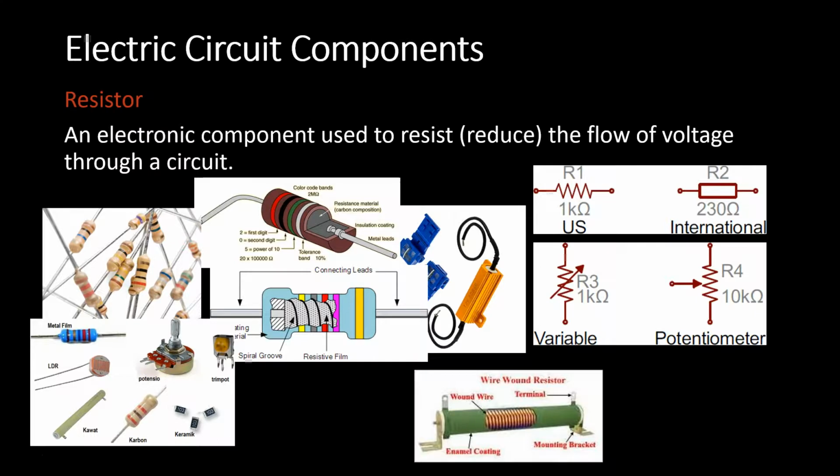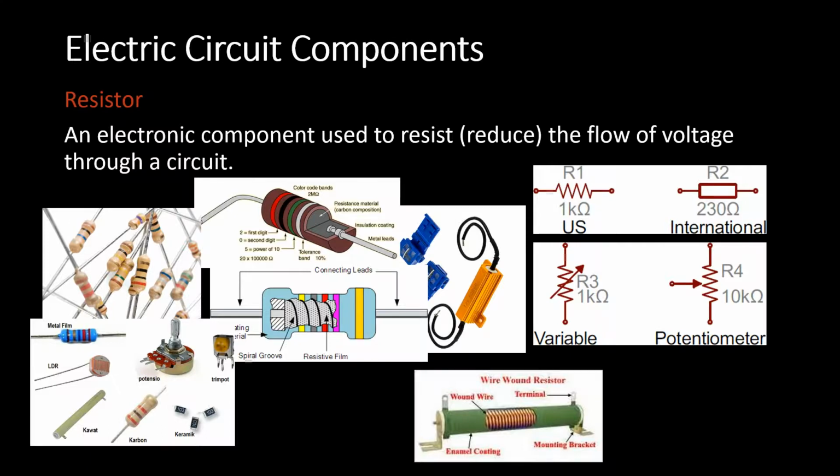In the upper right-hand corner, you see two versions of how a resistor is drawn in a schematic. In the United States, we typically draw the squiggly line called here R1, and the 1 K ohm stands for 1,000, K meaning kilo, ohm value. On the right, the international symbol for resistor is typically a rectangular box, and this particular resistor has a value of 230 ohms.